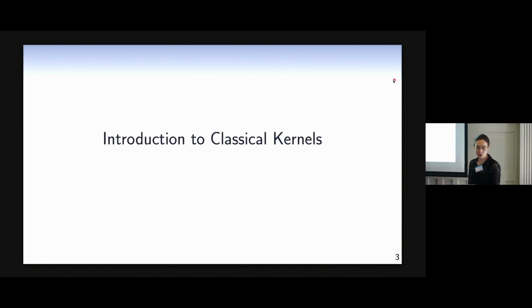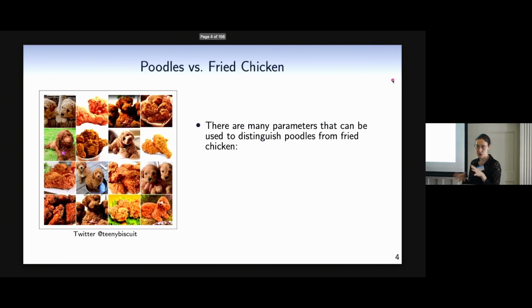So what do I mean by classical kernels? To step back, we're going to talk about what are some things we want machine learning to do. And one of them is image classification. So here is a standard, or a really cute, problem: how do you know if you've got a picture of fried chicken or a poodle? There are many ways you can distinguish them.